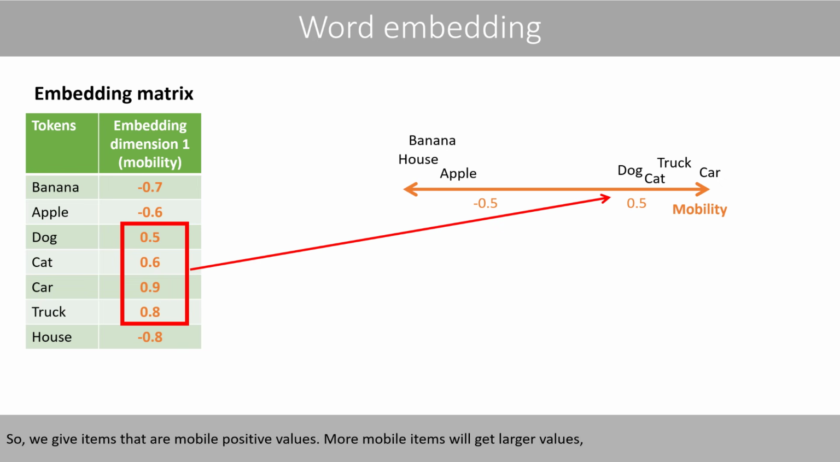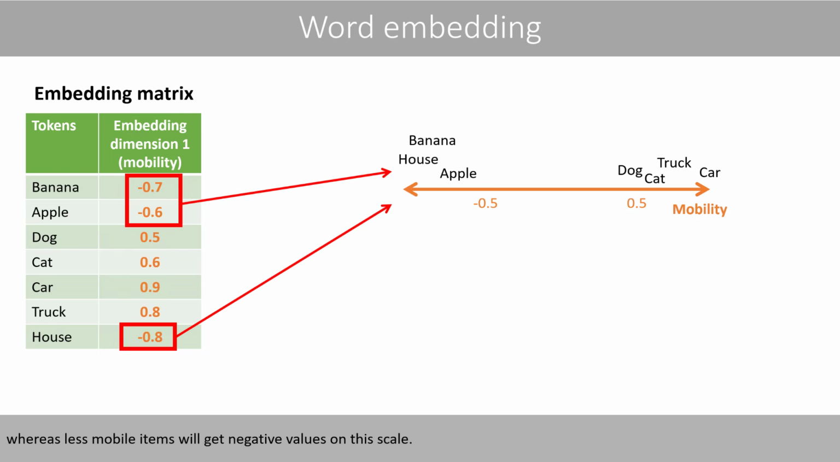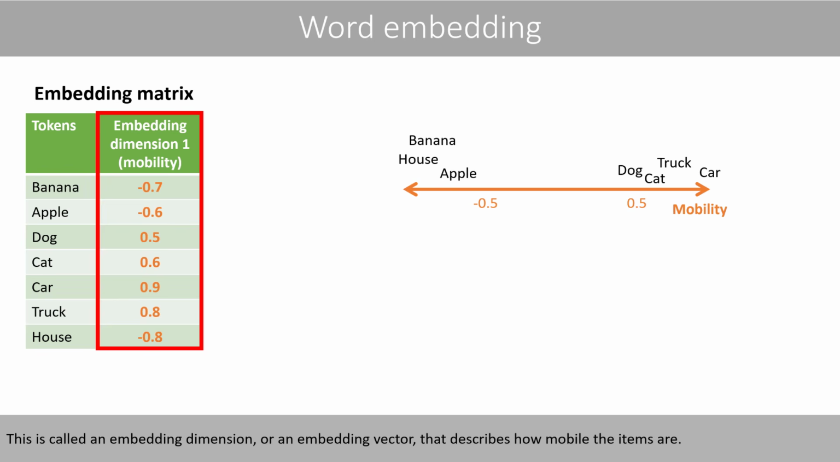So, we give items that are mobile positive values. More mobile items will get larger values, whereas less mobile items will get negative values on this scale. This is called an embedding dimension, or an embedding vector, that describes how mobile the items are.